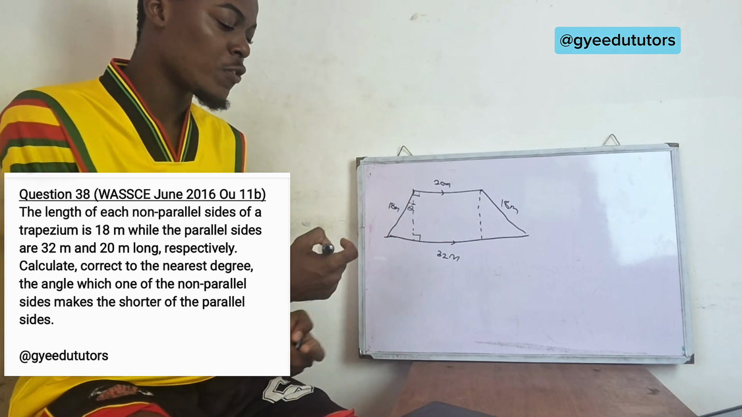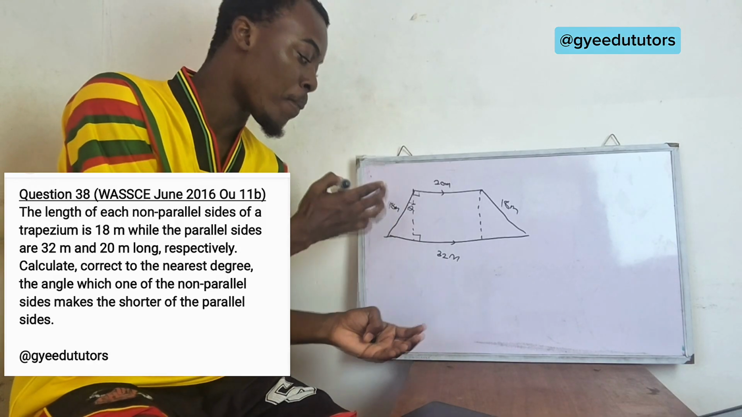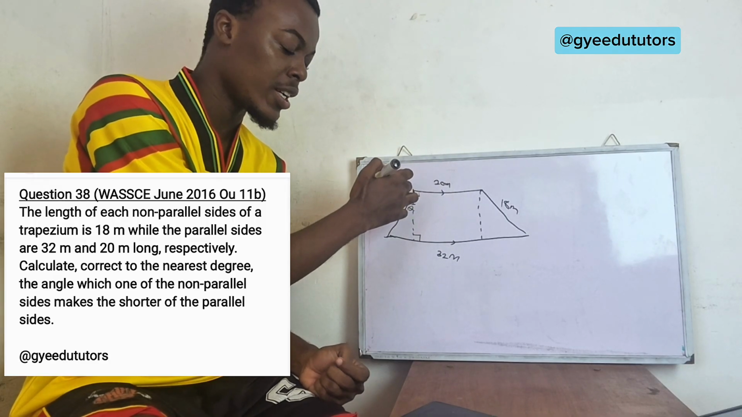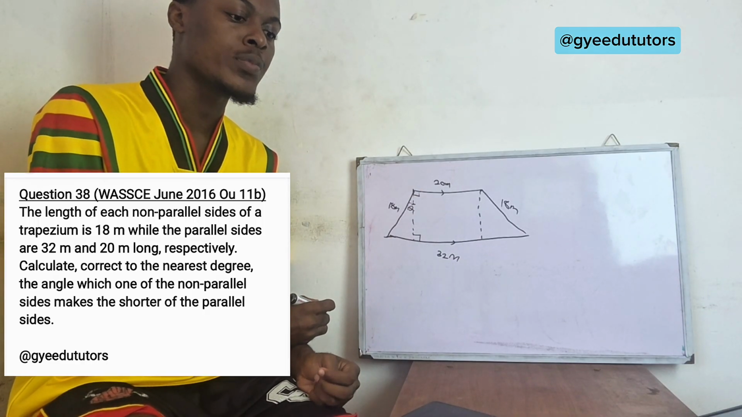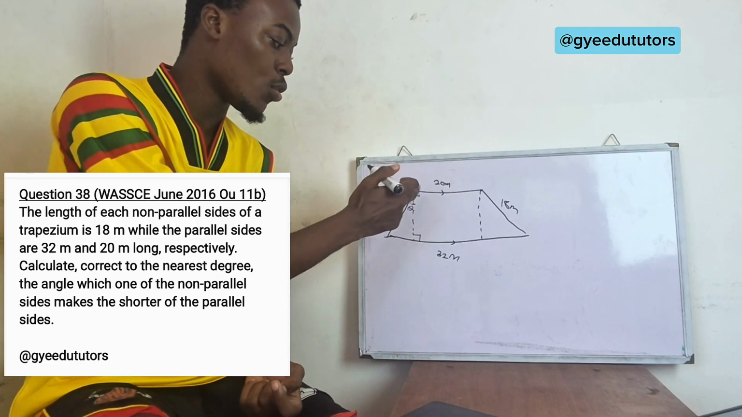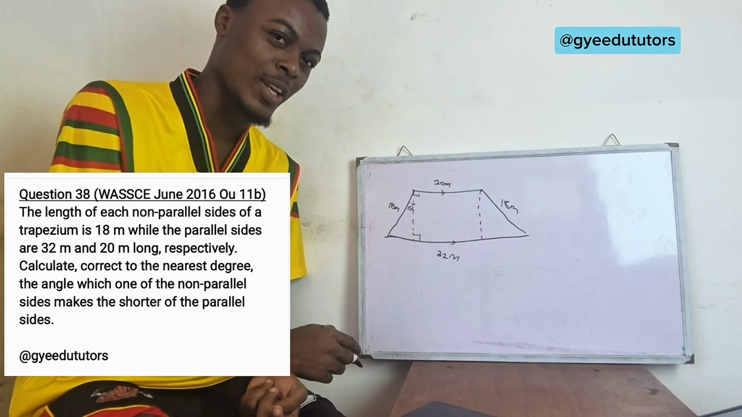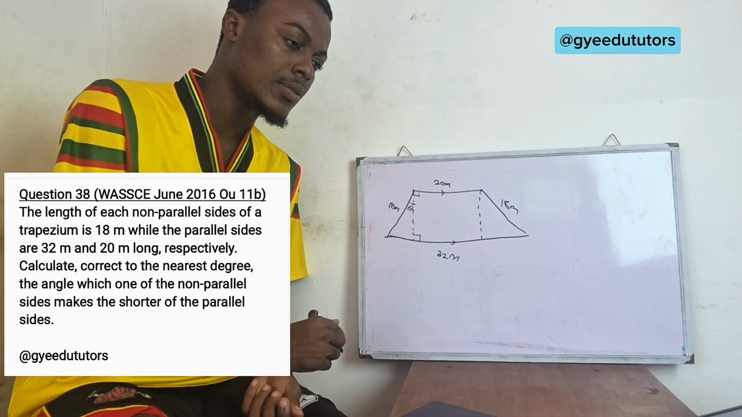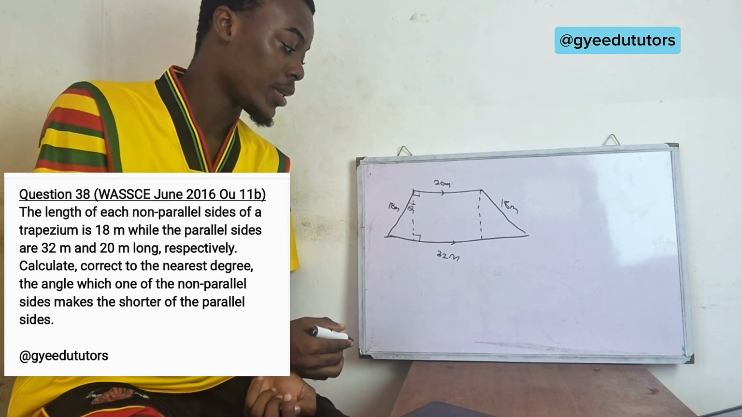The question is telling us to find the angle which one of the non-parallel sides makes with the shorter of the parallel sides, which is all of this angle here. So you have to find theta and add it to 90 degrees. First of all, we have to find our theta, because we already know our 90 degrees. Finding theta is very easy. We can use SOHCAHTOA to do this.